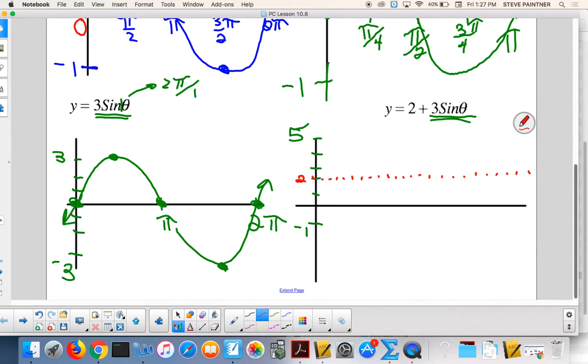Okay. Tell me where to start. Move this up 2. 1, 2. Where are you going to start? 0, 2. That means if you let theta be 0 degrees, you get 2 for an answer. If you let theta be pi over 2, what do you get for an answer? Pi over 2 gave me 3. What's pi over 2 going to give you on this one?